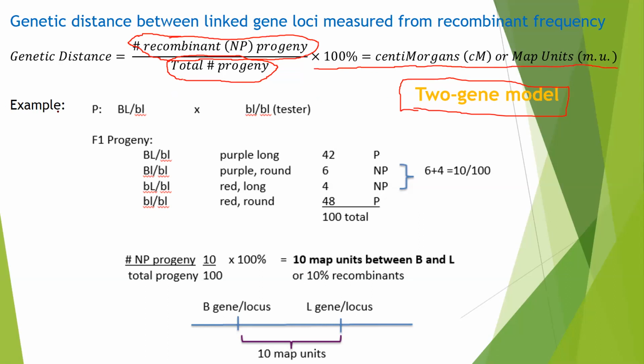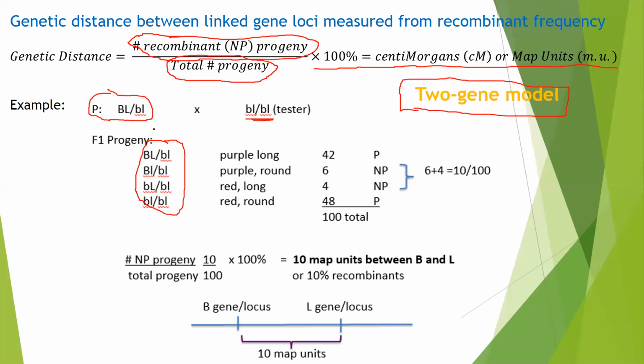Let me give you an example. In the test, I could give you something like this. We have a dihybrid parent. We cross this parent with the double homozygous recessive tester, and we generate this.